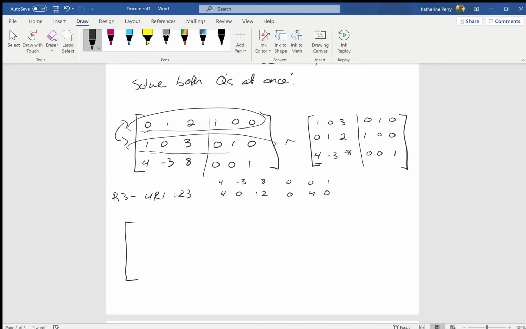So when I do that, this one stays the same: 0, 1, 0. This one, second row, also stays the same. But this row now becomes 0, -3, -4, 0, -4, and 1. Yeah, so I have my row 3, and then I'm subtracting row 4.